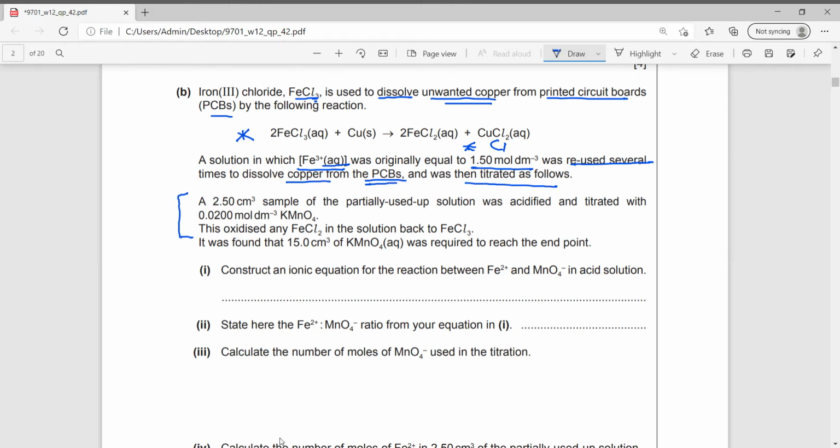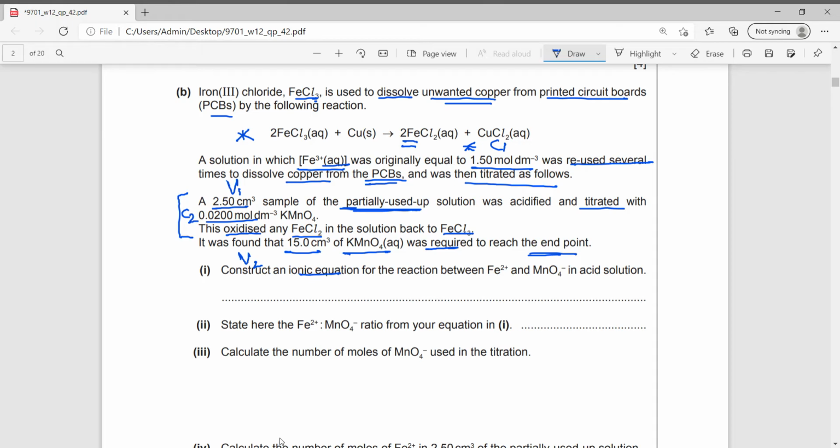So first they ask you about this. 2.5 cm3 of a partially used up solution. So this, the FeCl3 solution, it was used up. So because it was used up, what it means is that the iron was reduced to FeCl2 or Fe2+. So this is the volume, okay? It was acidified and titrated with 0.02 mol dm-3 of KMnO4 or potassium manganate, and this oxidized the FeCl2 into FeCl3. So it oxidized whatever was here back to its original state. And it was found that 15 cm3 of KMnO4 was required to reach the endpoint. So this is the volume required, okay?